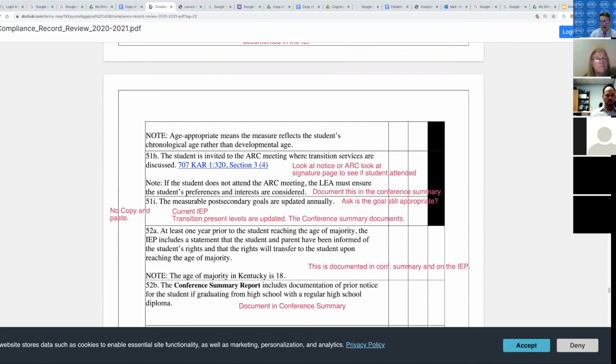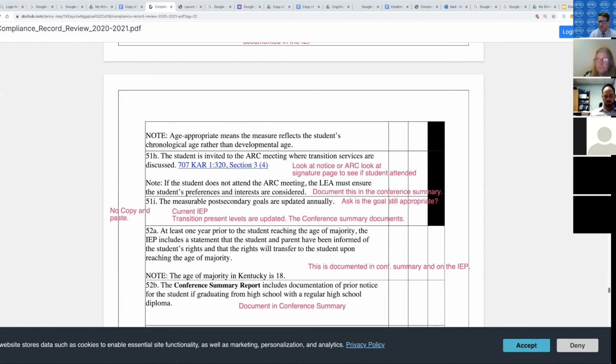The measurable post-secondary goals are updated annually. So we're looking to see that there's a current IEP, that the transition present levels are updated, and there's no copy and paste. Ask, is the goal still appropriate? So what you're saying there is, is the goal still appropriate after we do all these assessments, after we run the student through the instruction, after we run the student through all the experiences that are in the plan? Does the goal still remain appropriate, or do we need to tweak it? Do we need to change it? If the goal remains appropriate, we can keep it the same and document as such.